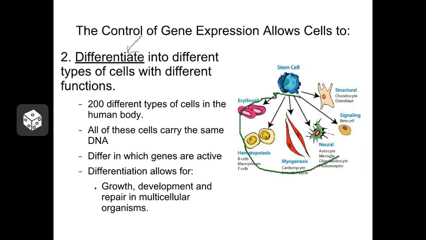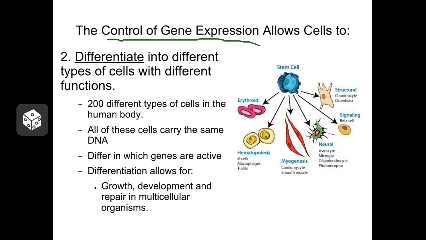Now, think about this. You have over 200 different types of cells inside your body. They differ in their structure and their function, and some of them are really wildly different from one another. However, if we were to examine the DNA inside those cells, we'd find that the DNA is identical. The DNA inside a muscle cell is exactly the same as inside a bone cell or a nerve cell. How can this be? Well, again, it has to do with the control of gene expression.